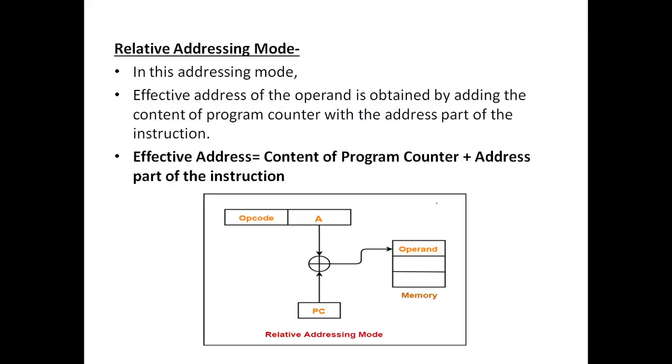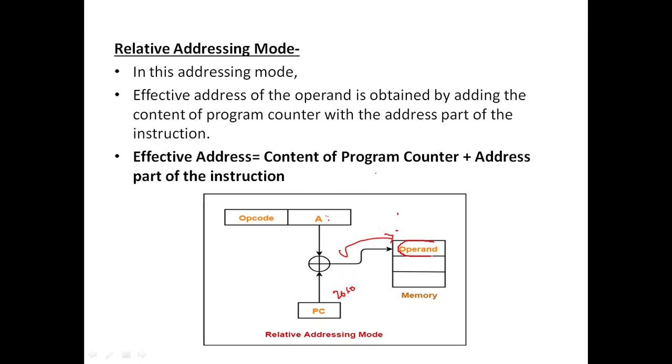And the next one is relative addressing mode. I have said that the contents of the program counter are added with the address part of the instruction. Here, see what is the content of the program counter? Some 2060 is there. And what is the address of the instruction? Some A is there. So we are going to that A data.